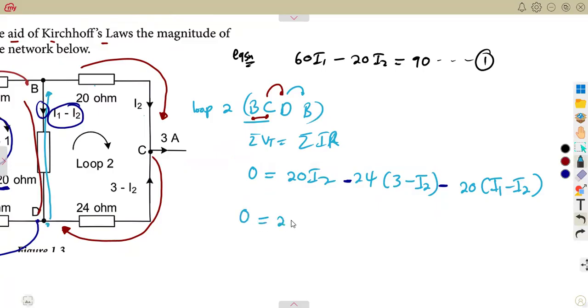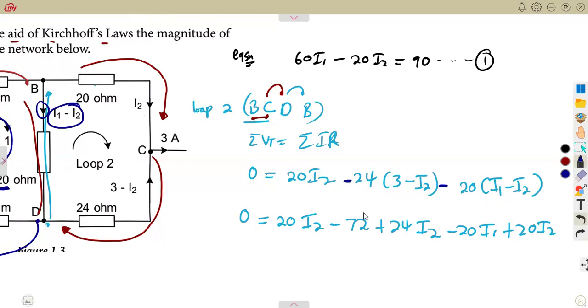So that's 0 is equal to 20 I2 minus 24 times 3, which is going to give us minus 72. Minus 24 times minus I1, that's a positive, so that's 24 I2. Minus 20 times I1, that's minus 20 I1. Minus 20 times minus, that's a positive there, so it's going to be positive I2.